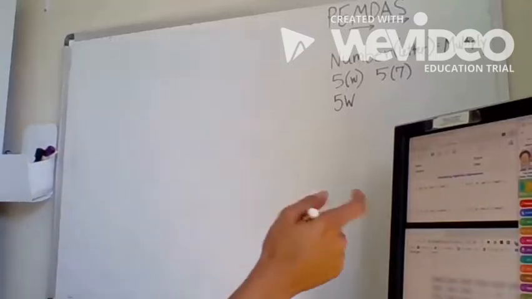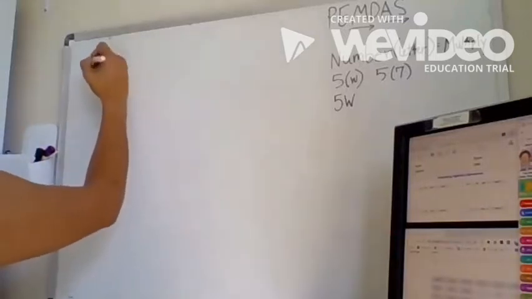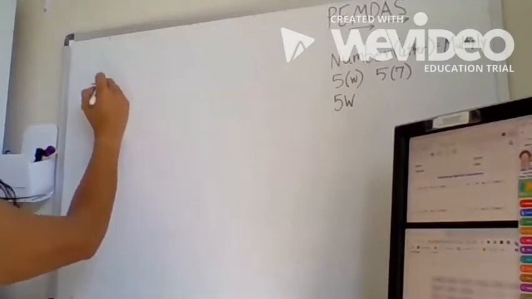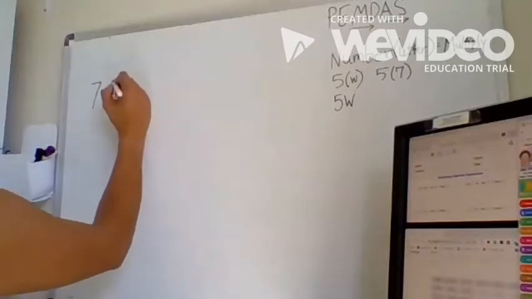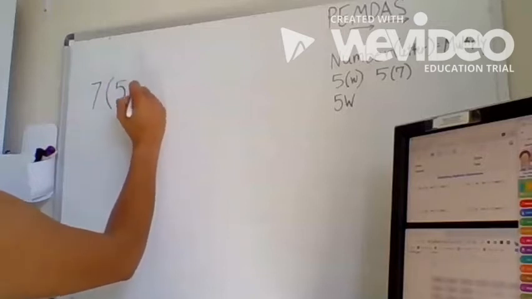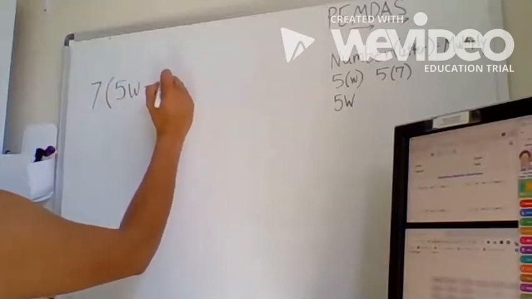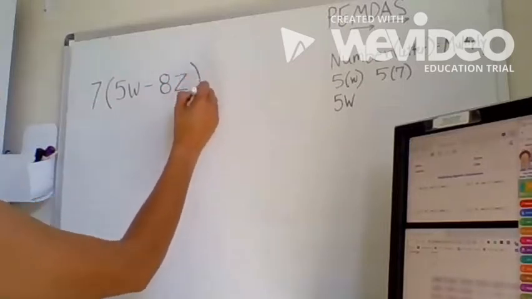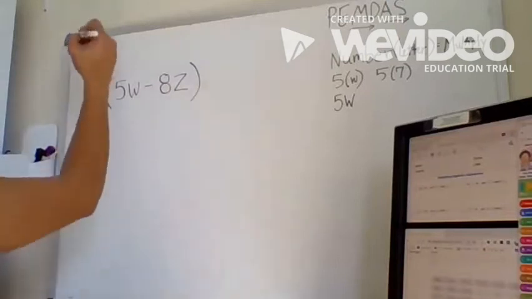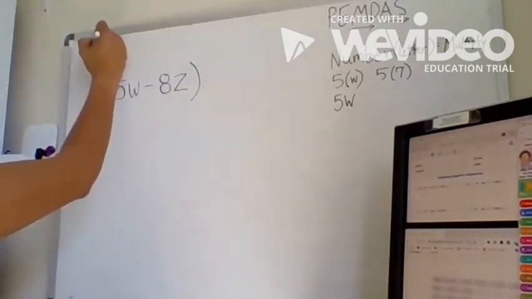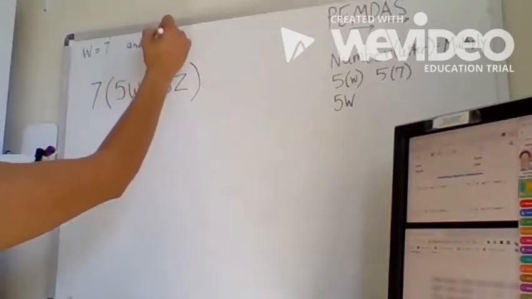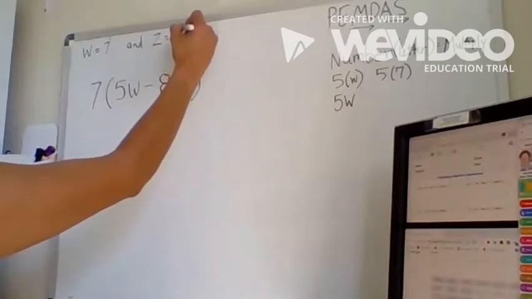All right, so our first problem, on there it says 7 parentheses 5W minus 8Z parentheses, okay? And it tells me use W equals 7 and Z equals 4.